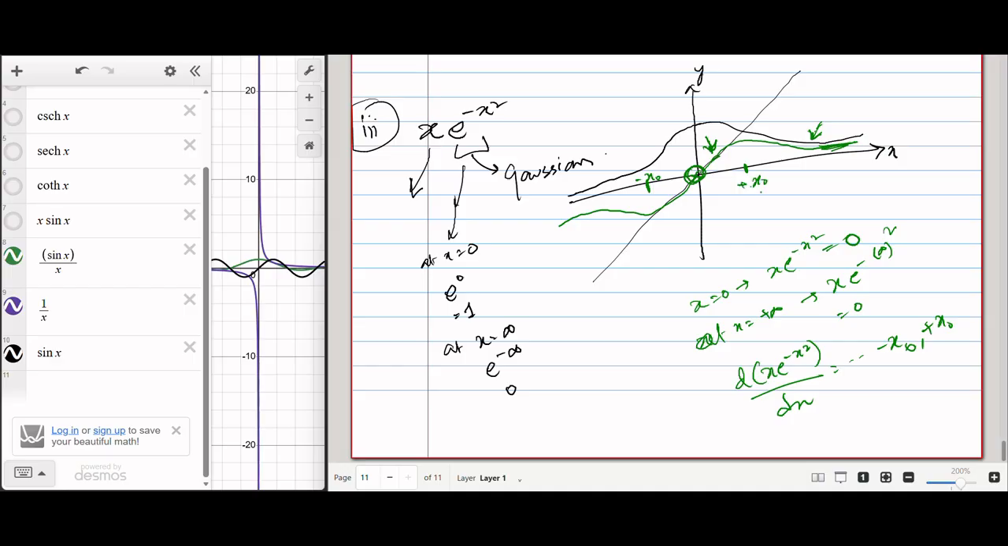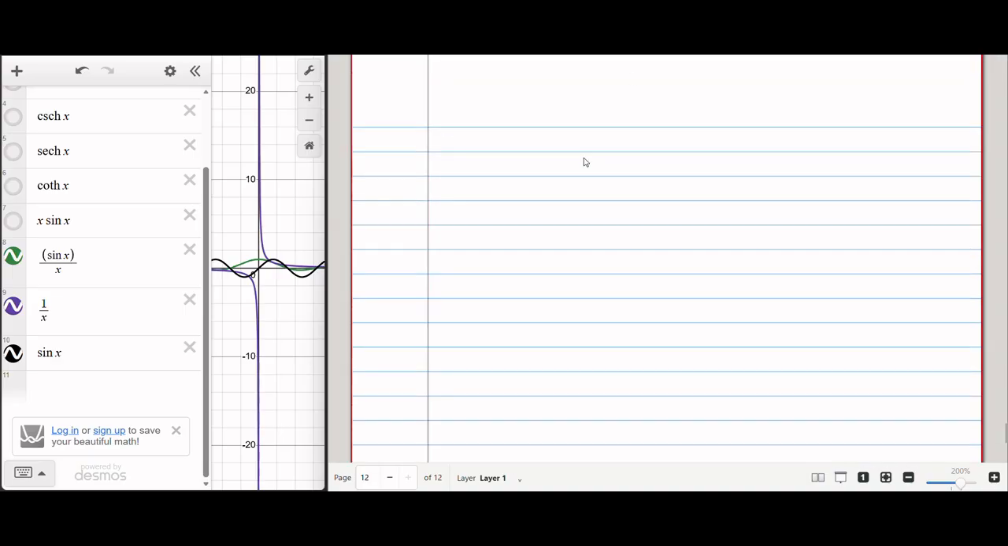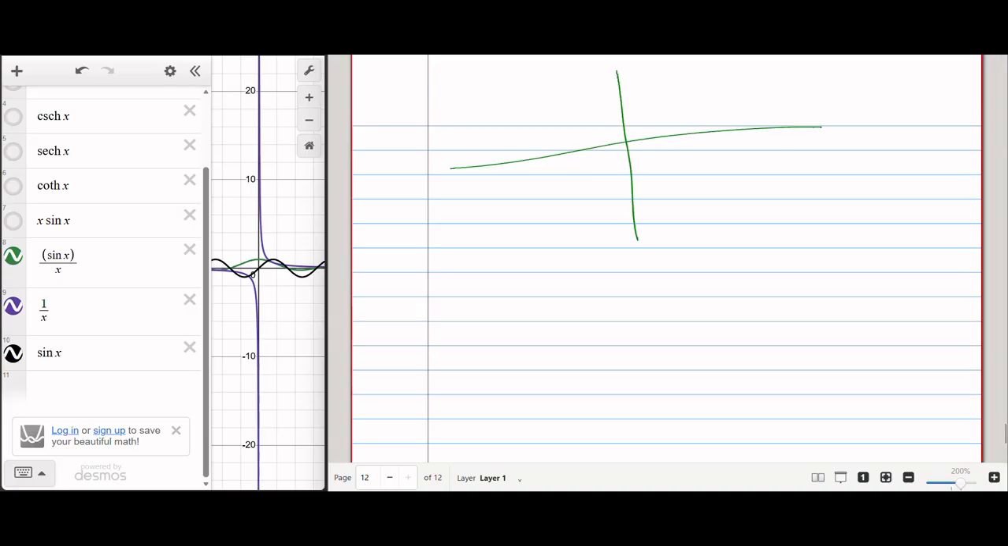So the overall behavior will look like this green curve. If I draw it more clearly, then it will look like this.